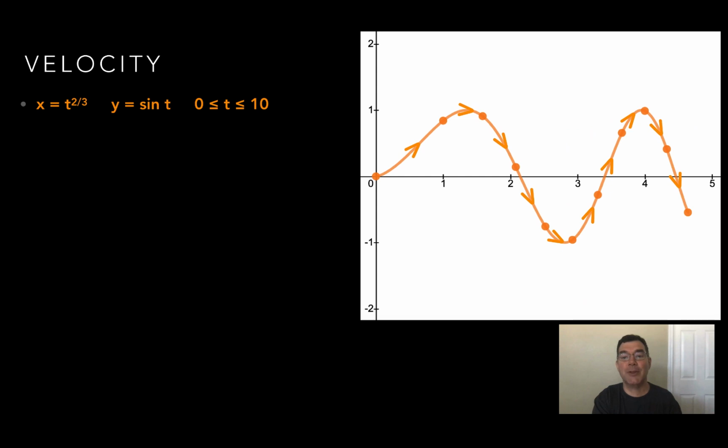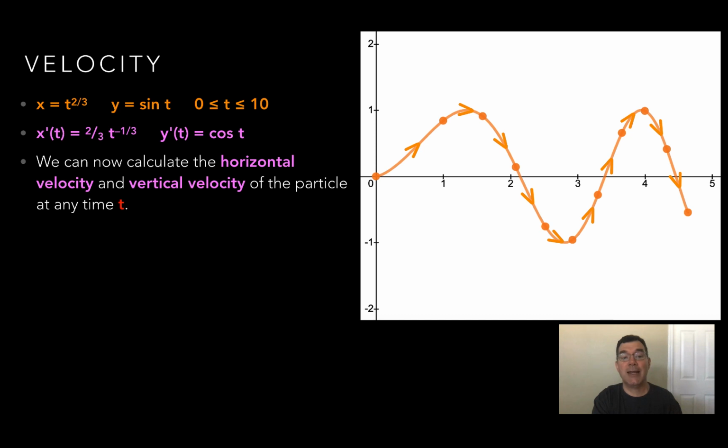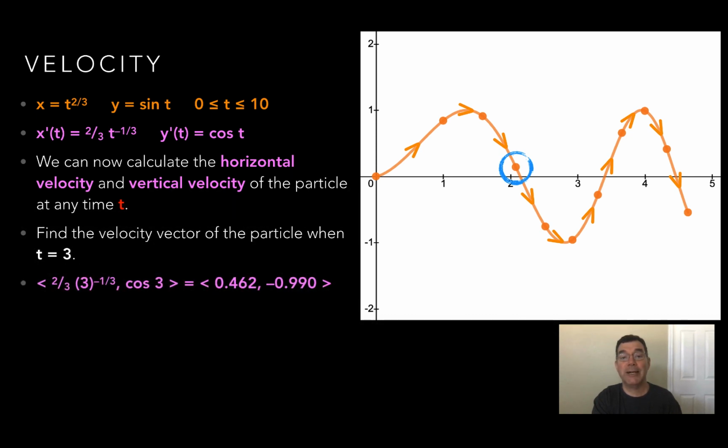So if I have the same example that I had before, it's still on the graph to the right, x equals t to the 2/3 and y equals the sine of t. So the derivative of x is going to be 2/3 t to the -1/3, and the derivative of y is going to be the cosine of t. So now I can calculate the horizontal velocity and the vertical velocity of a particle at any time t. So if I wanted to do that, let's say I wanted to figure it out for this point here where t equals 3, then I plug 3 into the expressions that I have for the derivatives of x and y, and I get 0.462 and -0.990.